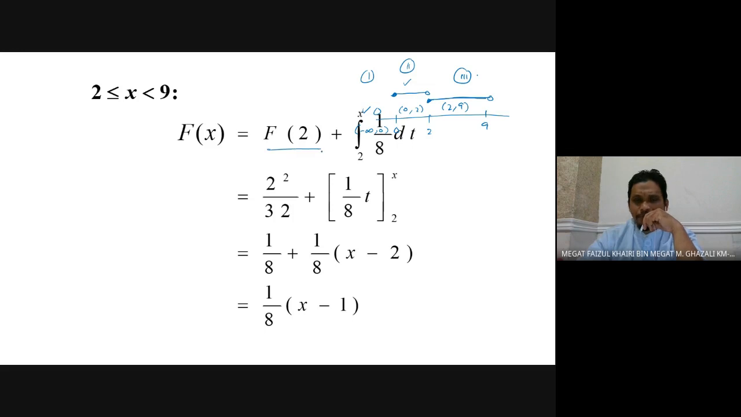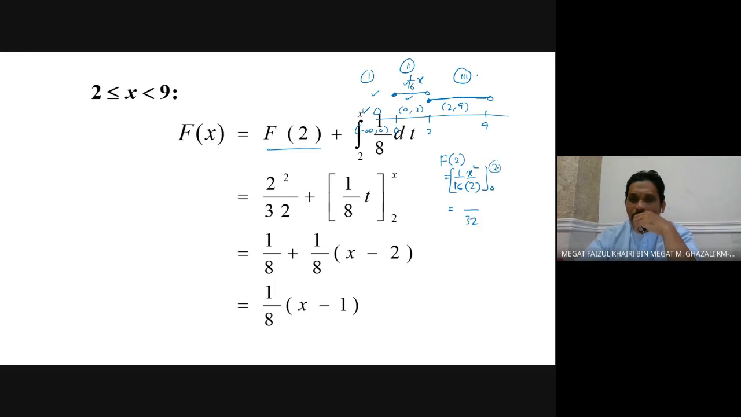So F(2), for this F(2), because this function 1 over 16x lies in between 0 until 2, kita rangkumkan sekali, the first one and the second one until F(2). So F(2) means 1 over 16 times x squared over 2 from 0 until 2. So 16 times 2 over 32.